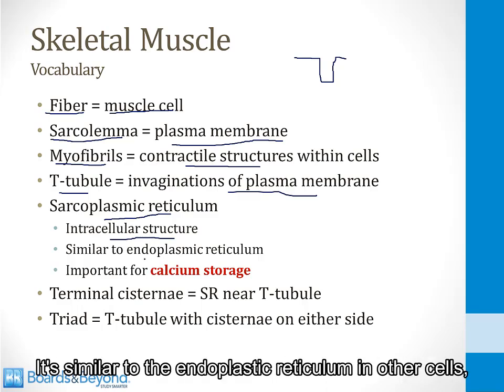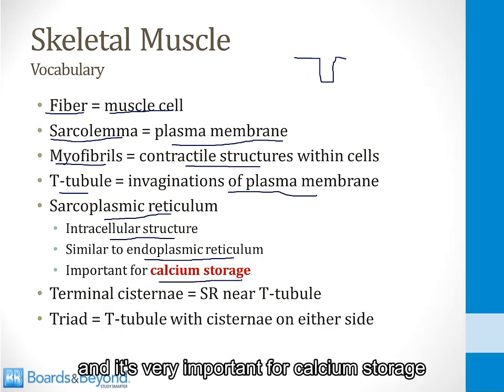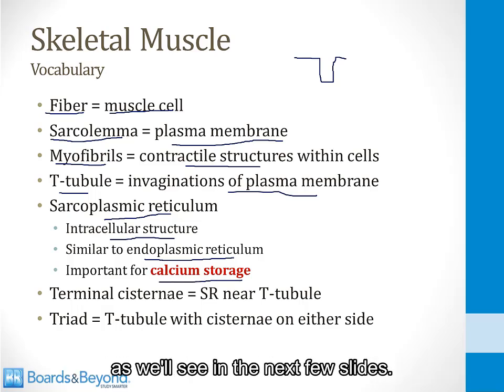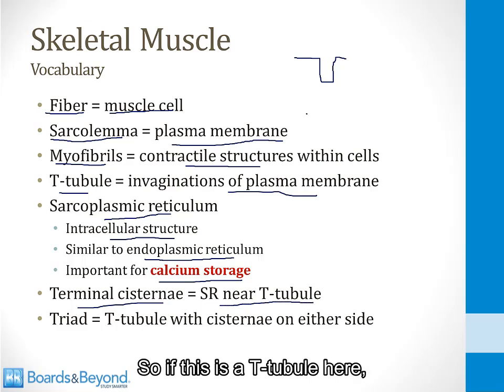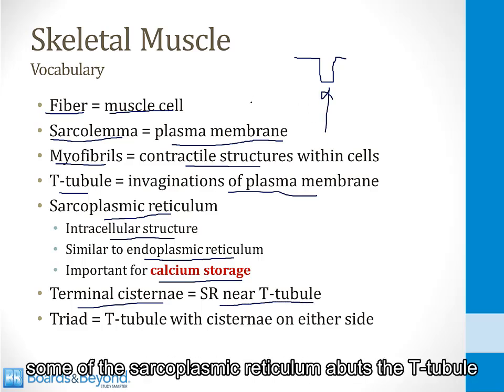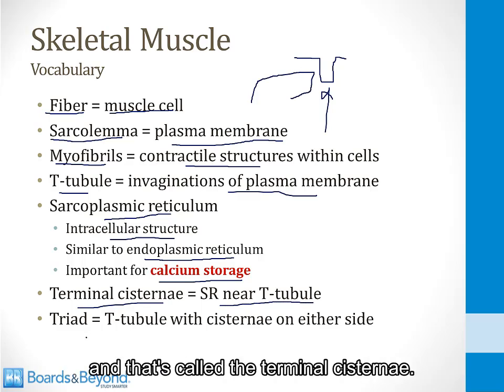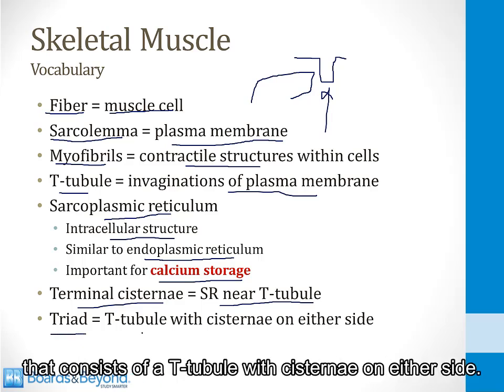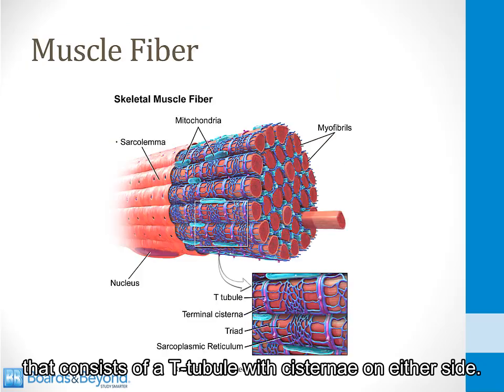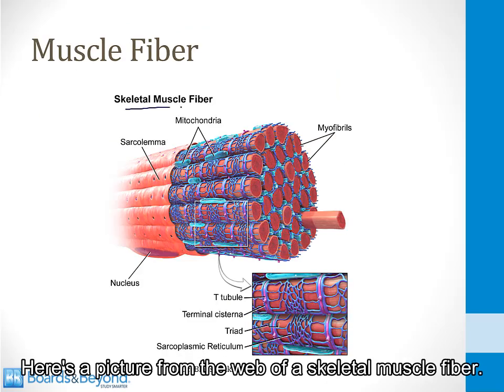It's similar to the endoplasmic reticulum in other cells, and it's very important for calcium storage, as we'll see in the next few slides. The terminal cisternae are the sarcoplasmic reticulum portions that are right next to the T-tubule. So if this is a T-tubule here, some of the sarcoplasmic reticulum abuts the T-tubule, and that's called the terminal cisternae. And then finally, a triad is a structure found within skeletal muscle that consists of a T-tubule with cisternae on either side.